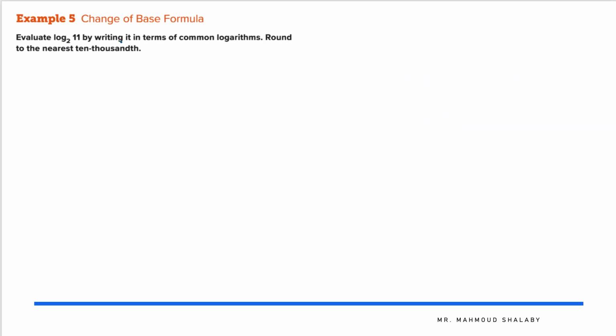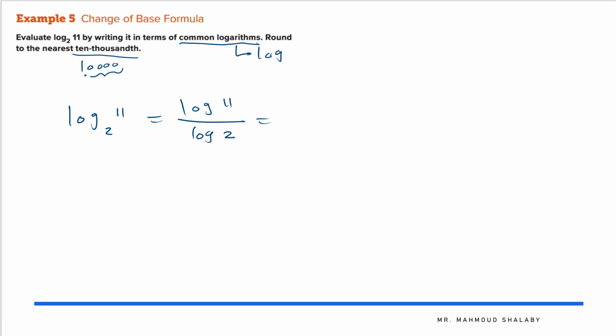Evaluate log 11 base 2 by writing in terms of common logarithm. Common logarithm means I will use log only, which means base 10, but I will not show it. How will I do this? Log 11 to the base 2 means log 11 over log 2, and find the result with the calculator to the nearest ten-thousandth. That means 4 zeros, which means 4 decimal places. So you can write the answer with the calculator and find the result.